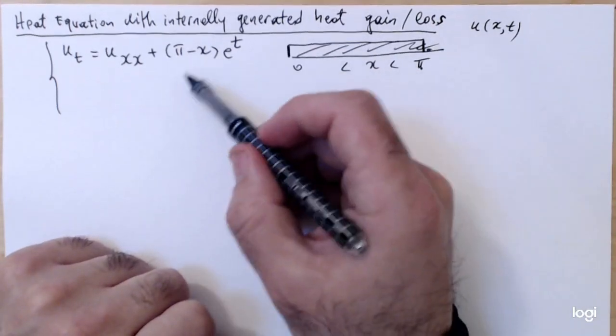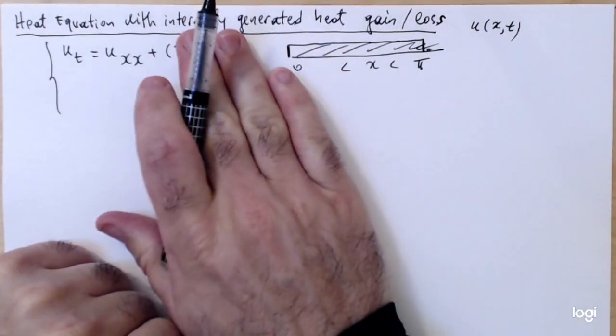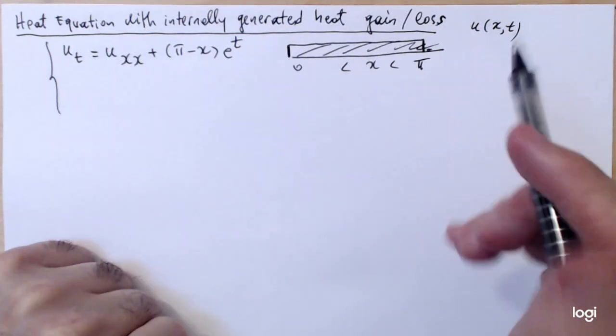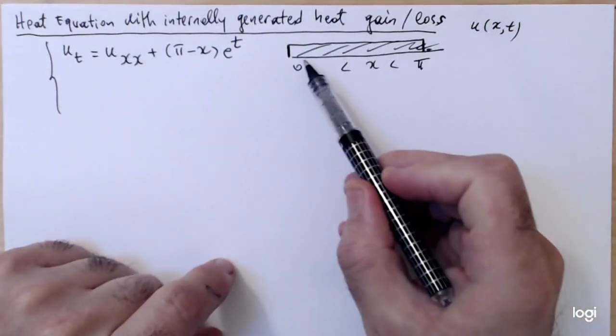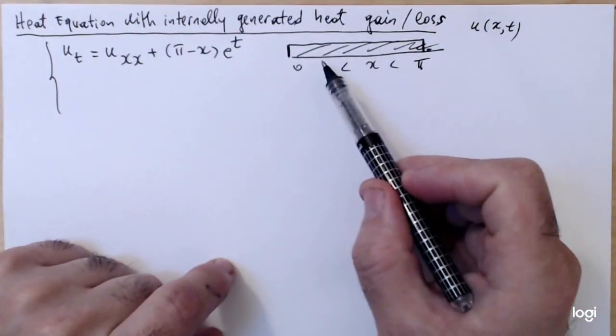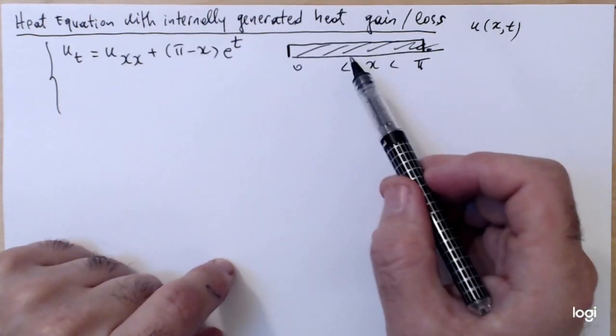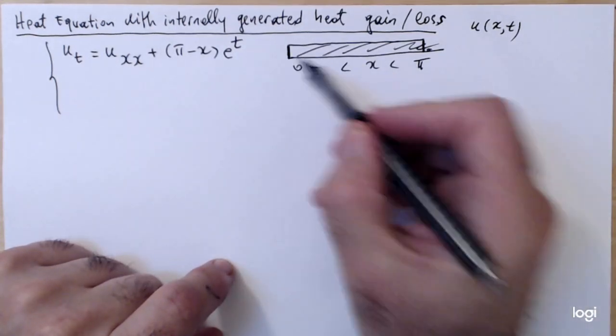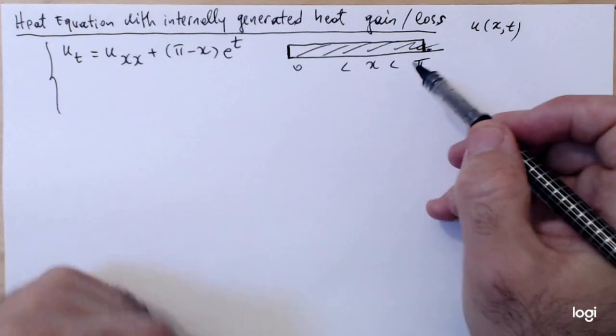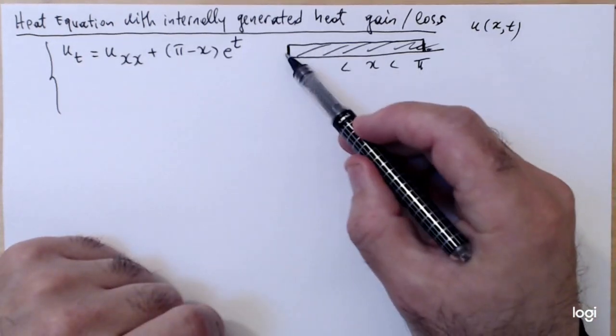So remember, if you have a homogeneous equation, so if you don't have this guy here, then that describes how the heat flows in a horizontal rod. When the heat flows from left to right, depending on, after you prescribe what happens at the boundaries.